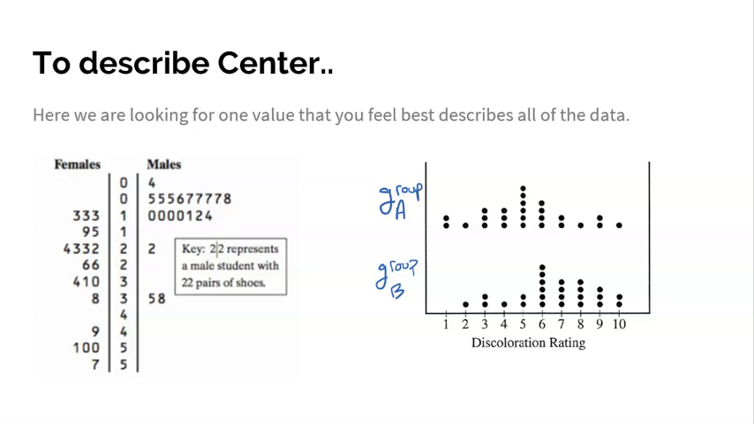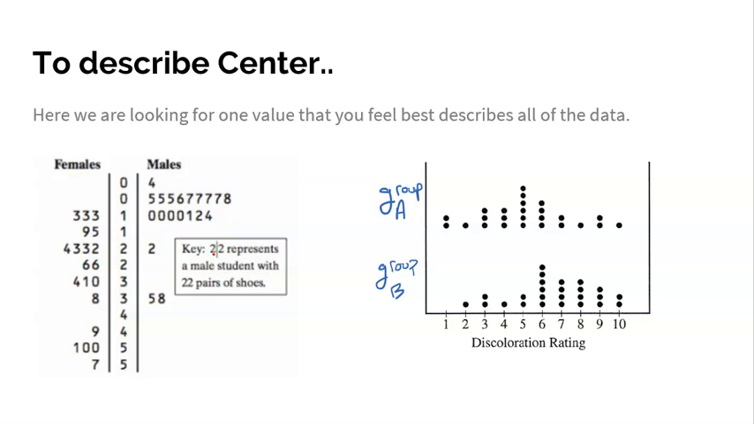But right now, we're just thinking about one value that you feel best represents your data. So let's talk about these two graphs. On the left here, I have a back-to-back stem plot, and it represents males on the right, females on the left. Each individual, we asked them, how many pairs of shoes do you own? And they gave us a number.